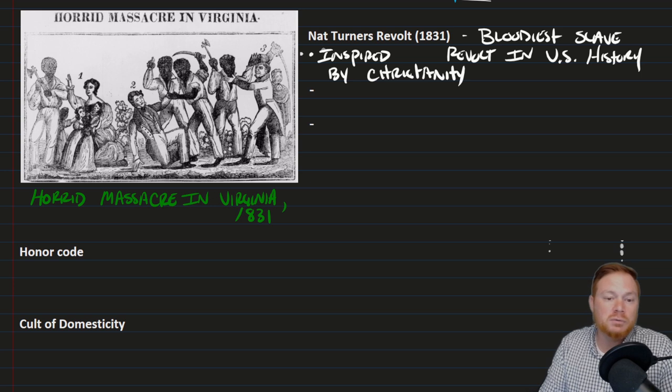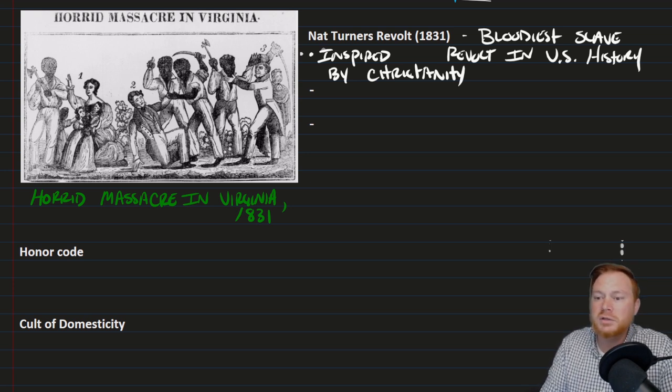Now, Nat Turner's revolt was ended, much like many revolts in American history. It was not successful. Like I mentioned, Nat Turner and his group murdered 57 people. The militia eventually caught up with those participating in Turner's revolt and killed all of them. Turner himself was eventually captured and executed.